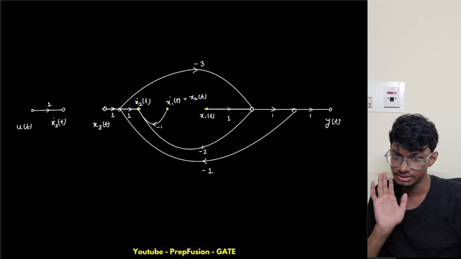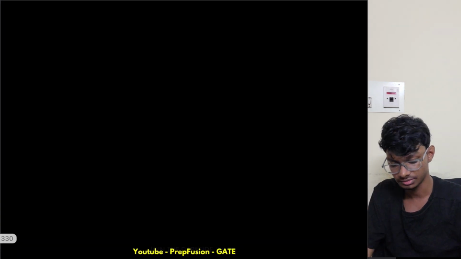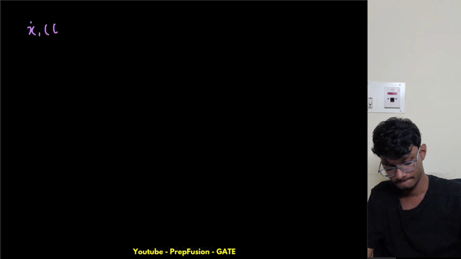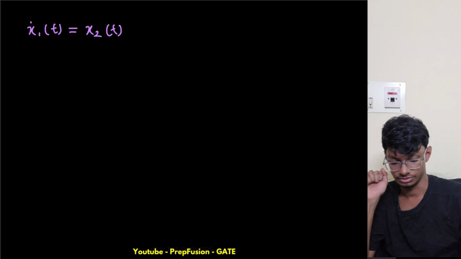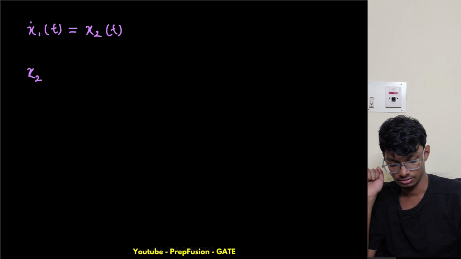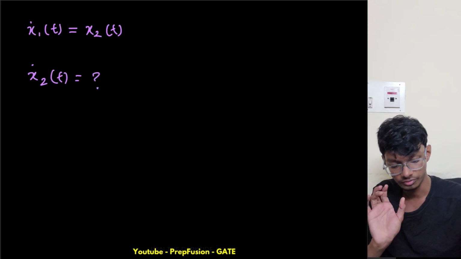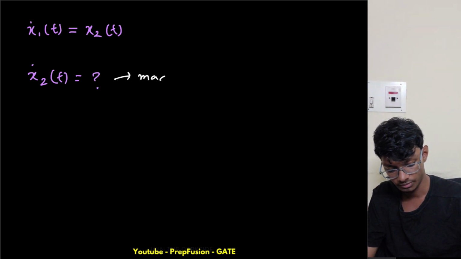So the simplest equation is x1 dot equals x2. That is the simplest equation. So we'll write x1 dot equals x2. Now what is the other equation? x2 dot of t, what is this equal to? For this we have to use Mason's gain formula.